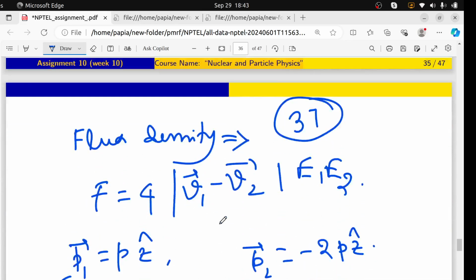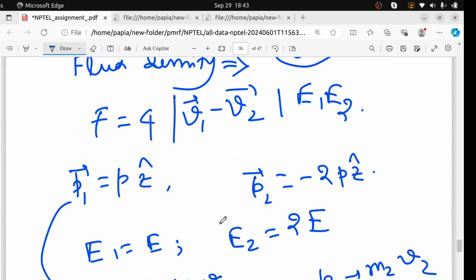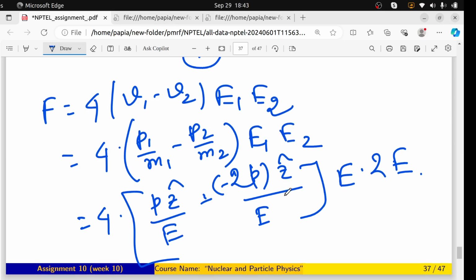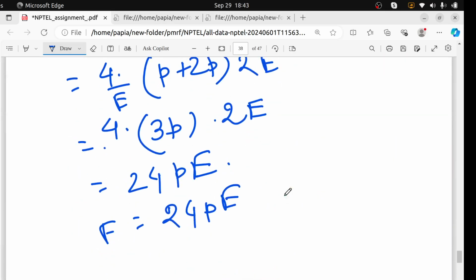The seventh question was just simply you have to put the values of V1, V2, as well as E1, E2. After putting these values, we can put them into the expression, and it is coming as 24P.